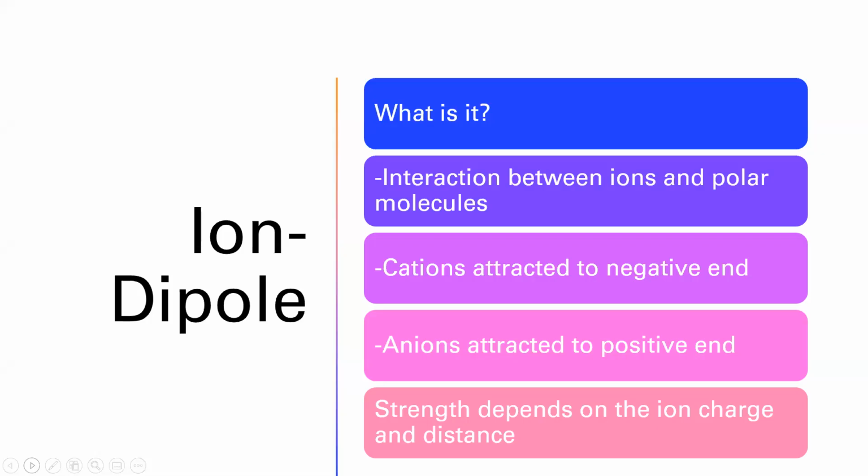Okay. Now we have ion dipole. So ion dipole are found in solutions of ions. The strength is what makes it possible for ionic substances to dissolve in polar solvents, so like water. And yeah, it's a direct interaction between ions and polar molecules. Cations attracted to the negative end, and anions attracted to the positive end. And the strength depends on the charge and distance.